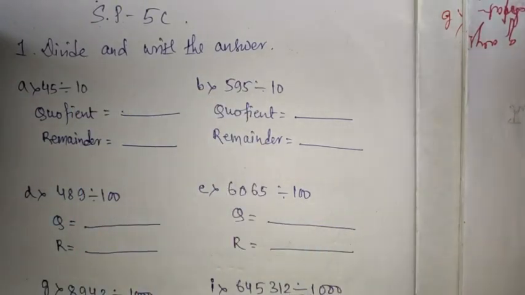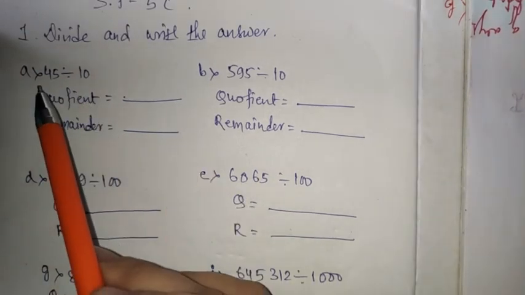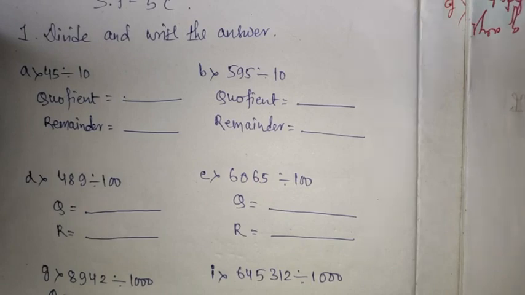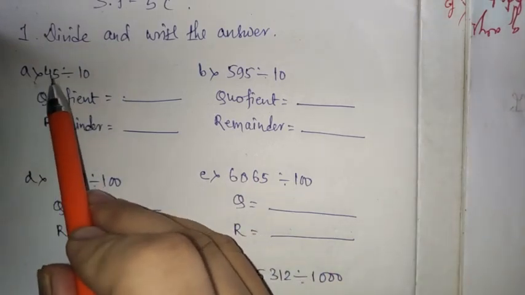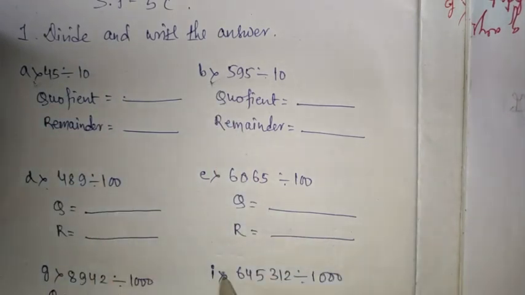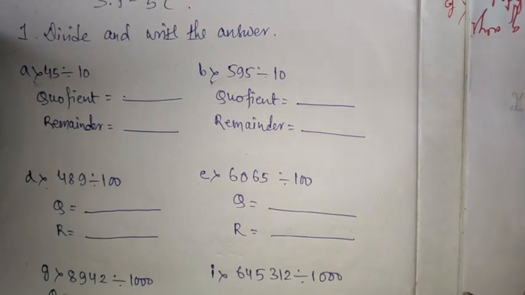Here also we are going to do a few selected questions, but I'll be trying to cover most of the part. So just take A, B, D, E, G, I. That's all. A, B, D, E, G, I.